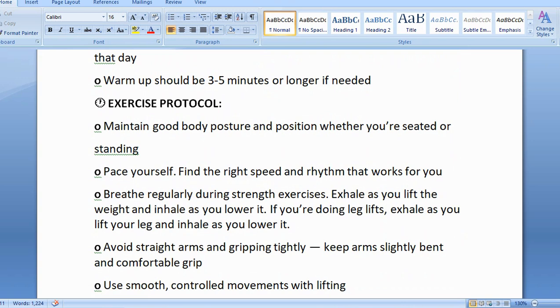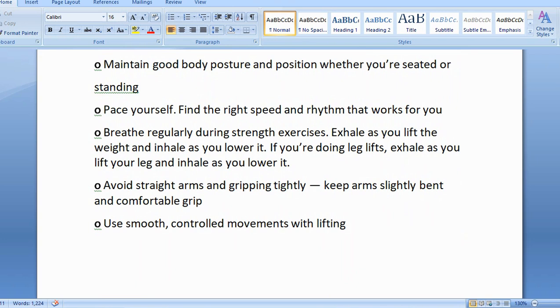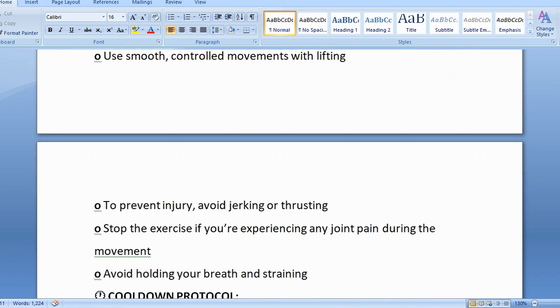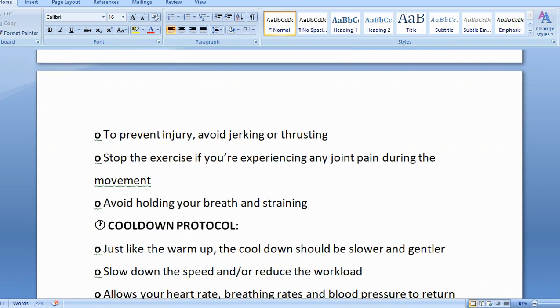Number 4, avoid straight arms and gripping tightly. Keep arms slightly bent and a comfortable grip. Number 5, use smooth controlled movements with lifting. Number 6, to prevent injury, avoid jerking or thrusting. Number 7, stop the exercise if you are experiencing any joint pain during the movement. Number 8, avoid holding your breath and straining.